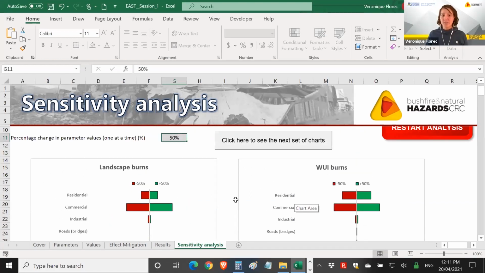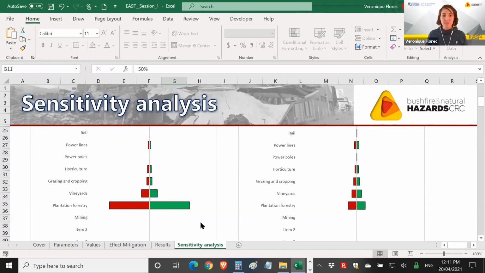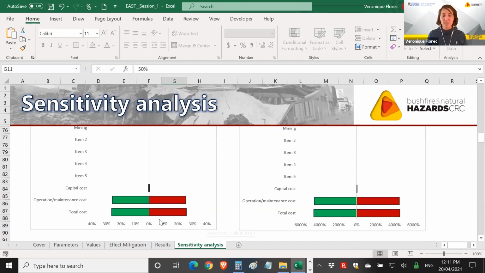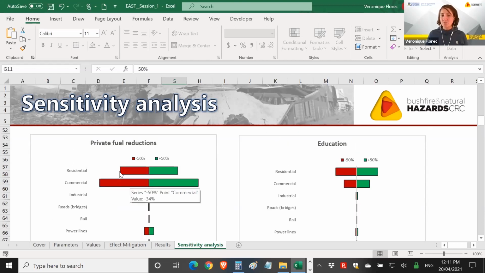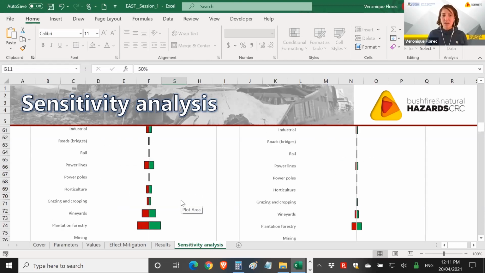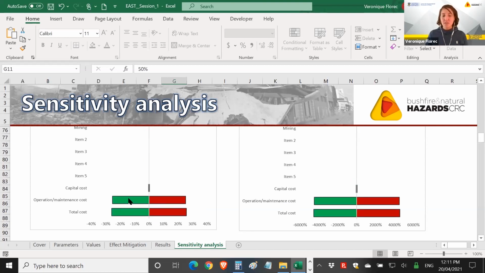So that's for wallet under interface burn. Let's have a look at the other ones. This one goes from 0 again to 40%. That's okay. It means that, yeah, better have good data for commercial buildings than residential buildings. And maybe just check a little bit on the operational maintenance cost as well.